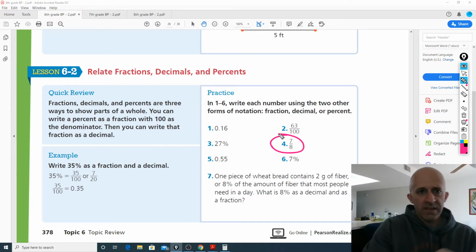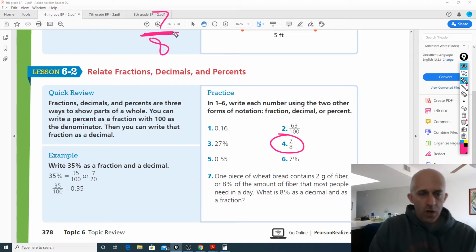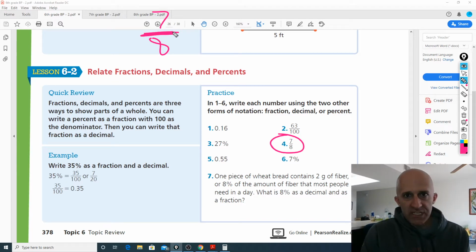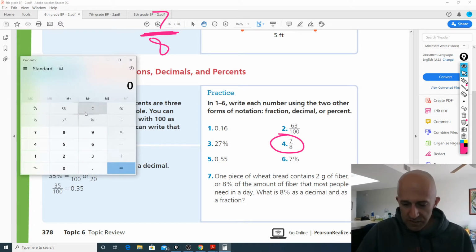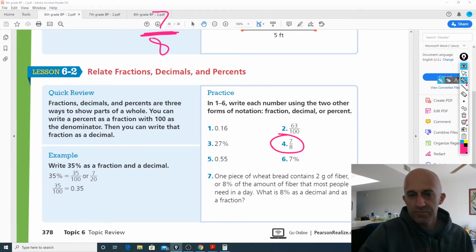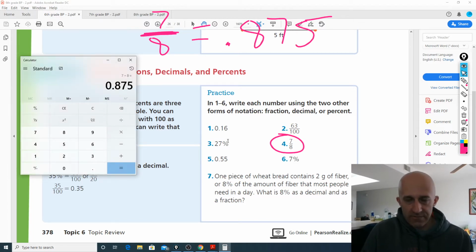Number four takes an extra step. If I have the fraction 7 over 8, and I want to change that to a decimal, the easy part first, in my opinion: if you had your calculator in front of you, you would simply divide 7 divided by 8, and you would get that decimal. If I remember right, it was 0.875. So 7/8 as a decimal would be 0.875.